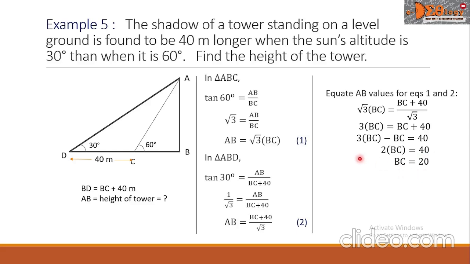Now, we're going to use equation 1 to get the value of AB, because this AB is what we want, the height of tower. So AB equals 20 square root of 3, then the unit of measurement is meters. This is our answer.